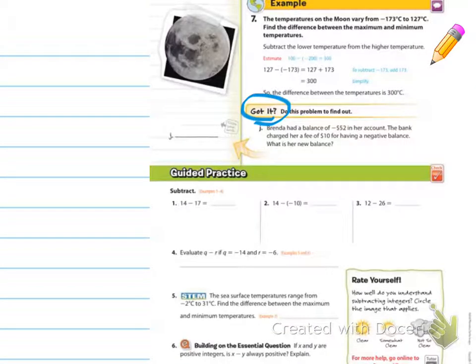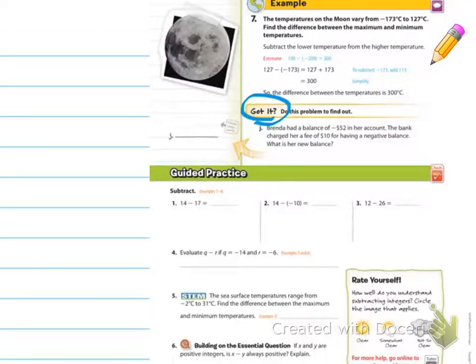Okay, now, looking at the example with the moon. Before you try the Got It on your own, it says the temperatures on the moon vary from negative 173 degrees Celsius to 127 degrees Celsius. Find the difference, which means you should be subtracting, between the maximum and minimum temperatures. Okay? So notice it's telling you to subtract the lower temperature from the higher temperature.